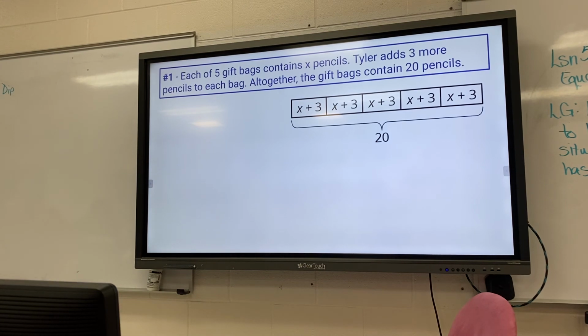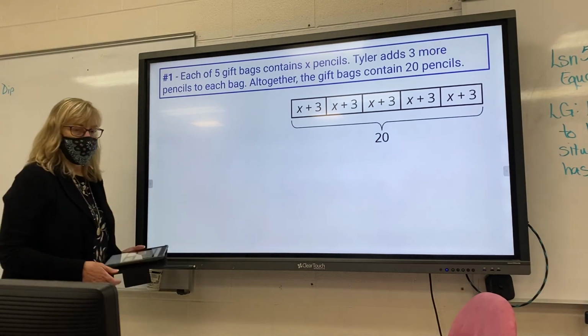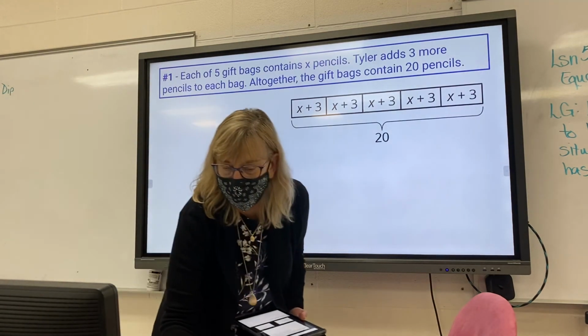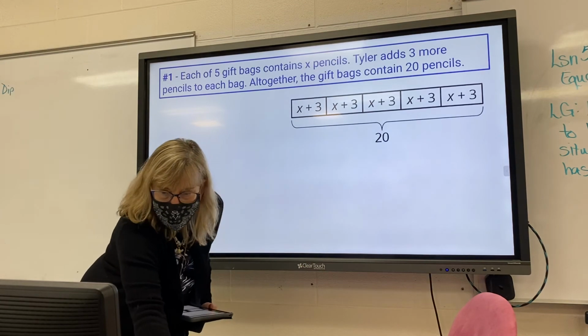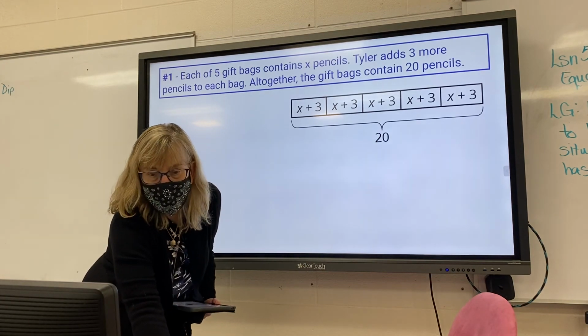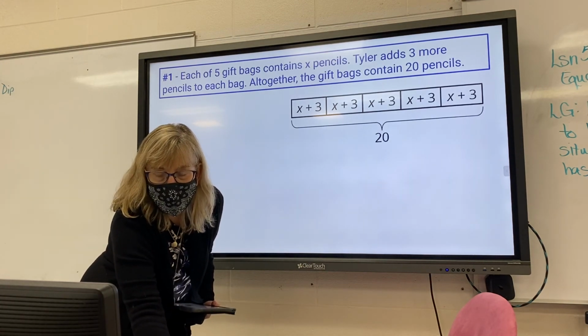All right. Each of 5 gift bags contains x pencils. Tyler adds 3 more pencils to each bag. Altogether, the gift bags contain 20 pencils. Which equation is that? Write it in the chat. Do not hit enter. Which equation? Write it in the chat.